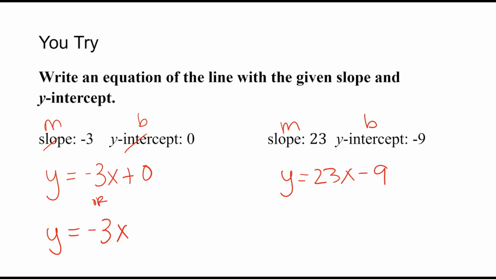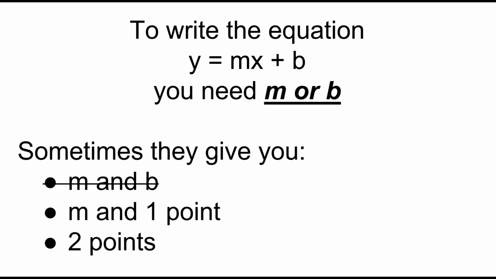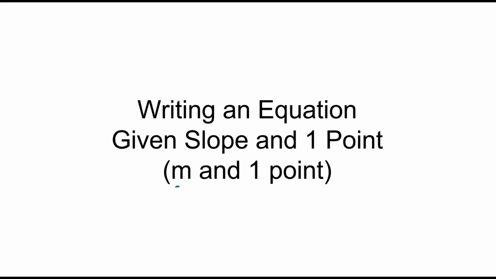How'd you do? All right, so we've dealt with m and b. Now let's take a look what happens if they give us m and 1 point. So just a note, it is going to get a little more difficult as these examples go on. So now what happens when we want to write an equation when they give us m and 1 point? So notice we have the m, that's good. We don't have the b. So that's the problem here. We need to find b.